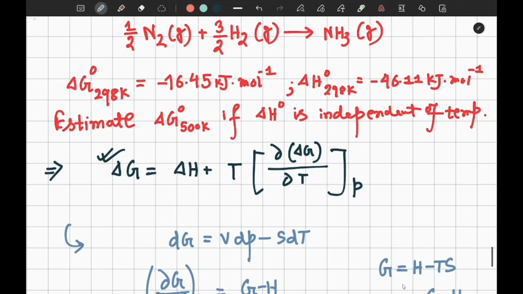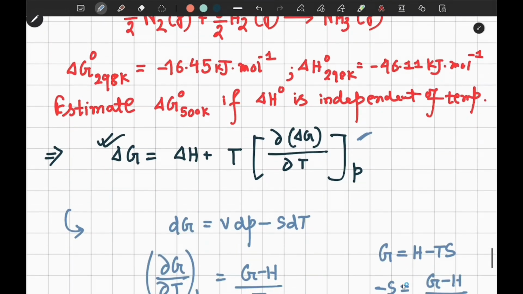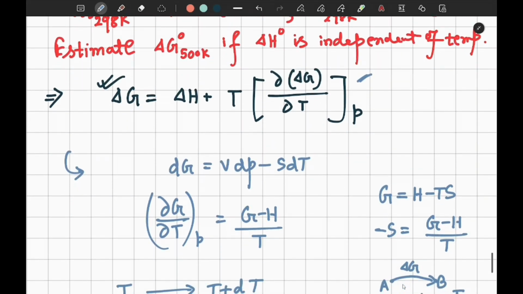I was solving this problem. You can see it. For this, we need this equation. This is the Gibbs-Helmholtz equation. So I was discussing the derivation of this Gibbs-Helmholtz equation. How can we derive this equation? This is the Gibbs-Helmholtz equation, right? That's it.